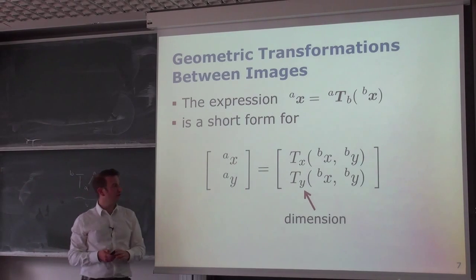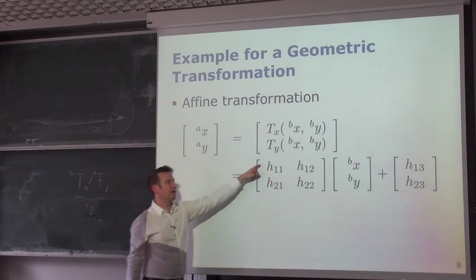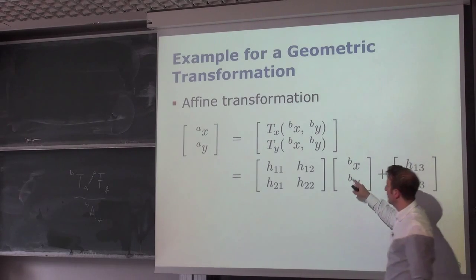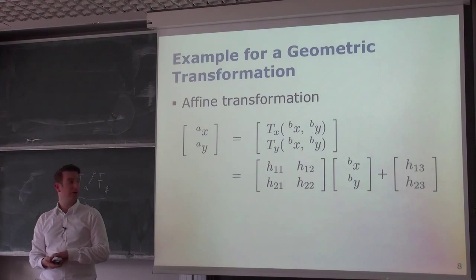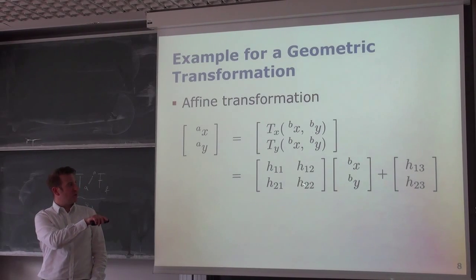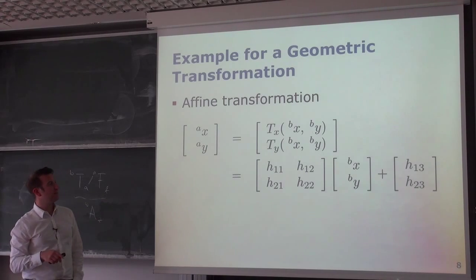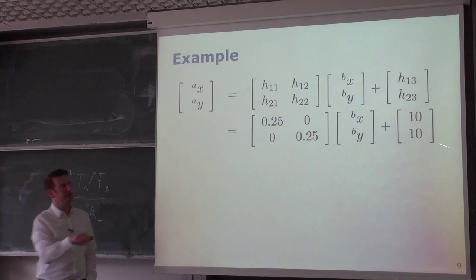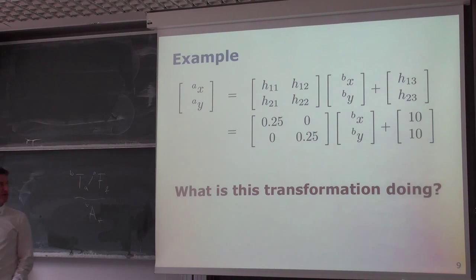Okay, what does such a transformation look like? For example, for an affine transformation, we can express this transformation through a matrix, a 2x2 matrix, plus a shift we have over here. So we have six components, which map from B to A. Okay? So if H11 and H22 are both 1, and H21 and H12 are 0, then this is just a simple shift, exactly the same way we have done that before. Okay, now let me put an example in here. So I put in 0.25, 0.25 over here, and 10, 10 over here, just as an example of how one of those transformations may look. So what is this transformation actually doing?